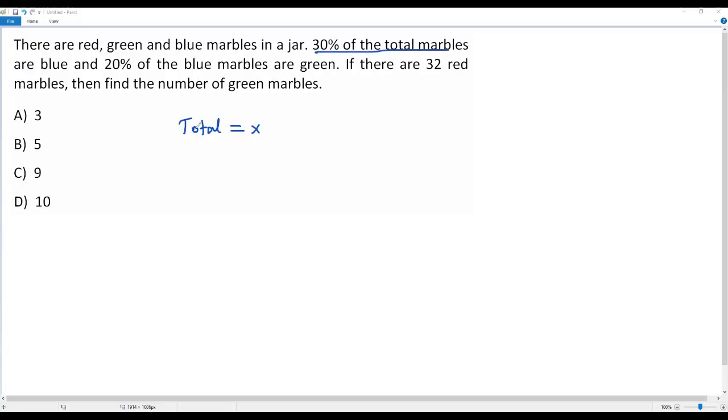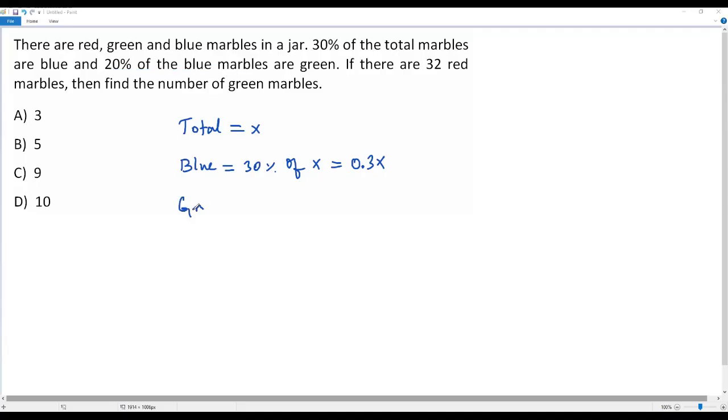That is 30% of the total is blue. So the number of blue marbles equals 30% of the total, which is X. That is 30% of X. Now we can convert this 30% to decimal. When I convert this 30% to decimal, I'm getting 0.3. And "of" can be written as multiplication. That is 0.3 times X. Now I got the number of blue marbles in terms of X. That is 0.3X.